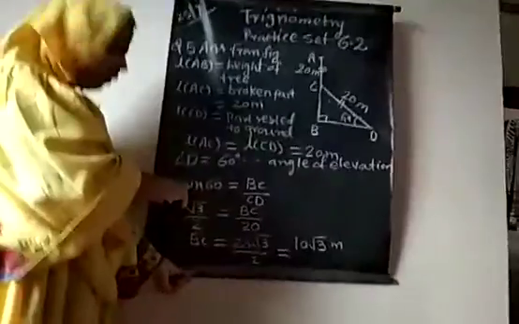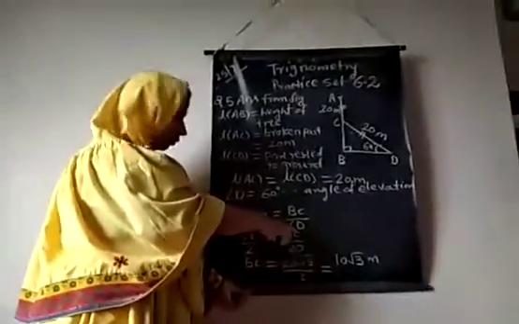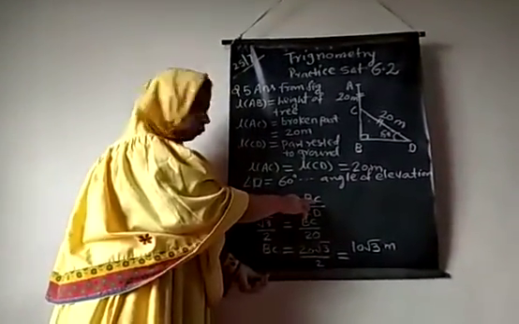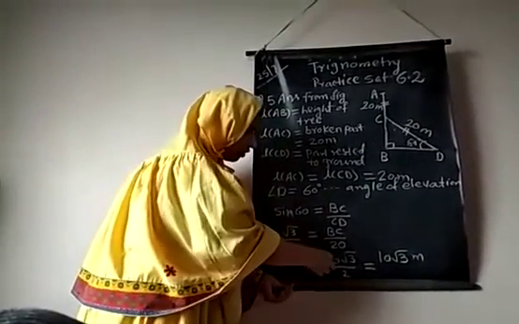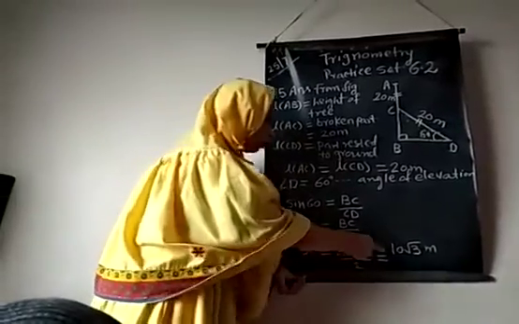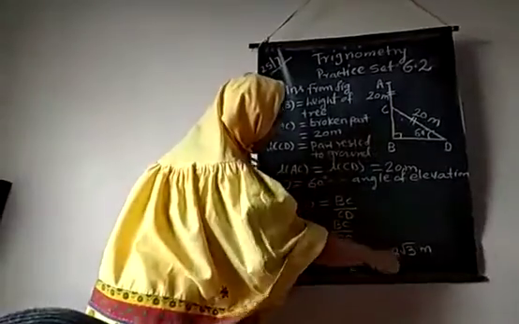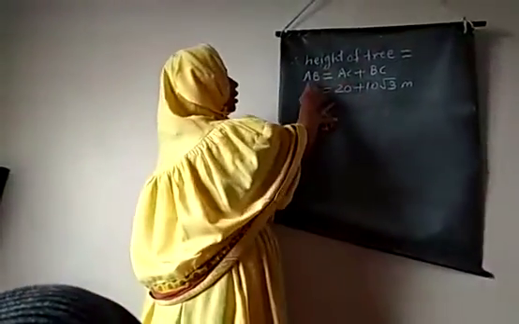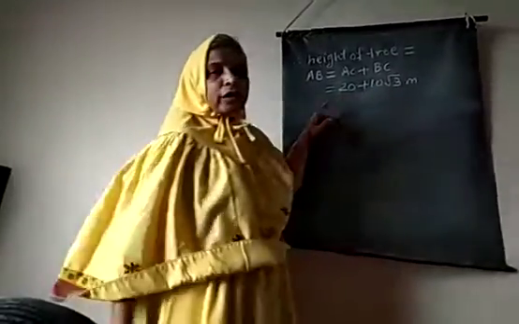Here we are using the sine ratio. Sine 60 is equal to opposite upon hypotenuse. Sine 60 is root 3 upon 2 from the table. BC we are going to find. CD is equal to 20. By cross multiplication, BC is equal to 20 root 3 upon 2, so it is equal to 10 root 3 meter. So this part BC is 10 root 3 meter. Now we are finding the total height of the tree. Therefore the total height of the tree is AB, which is AC plus BC, 20 plus 10 root 3 meter.